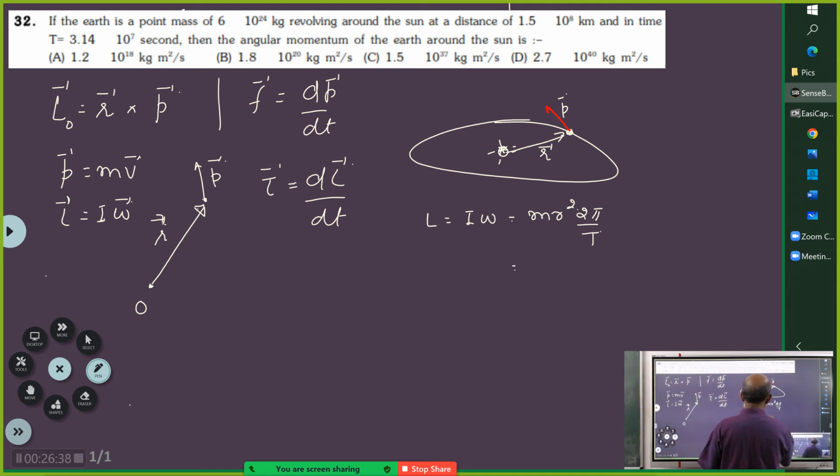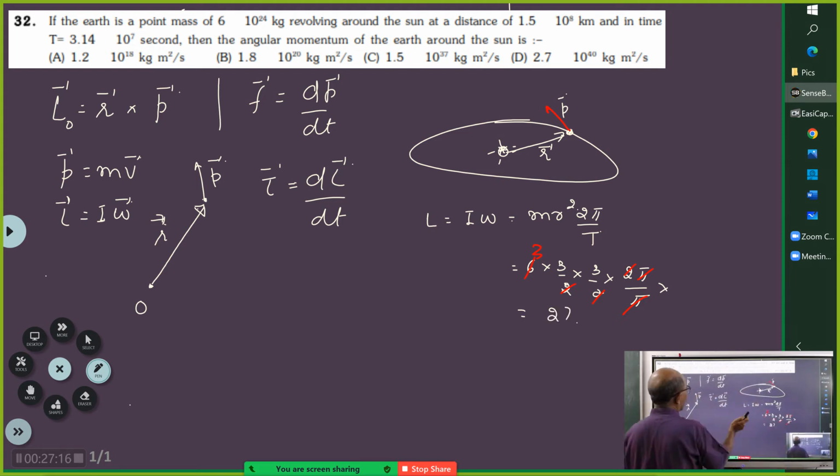Now here is how to solve this problem. There is 6 given, and what is R? Radius is 1.5. So this is 3 by 2 into 3 by 2 R square into 2 pi into time T, T is 3.14, of course with the powers of 10 you have to write. So pi gets cancelled, 2 will get cancelled, and 3 cube will be 27. Something to do with 27. There is only one option, so just mark it.